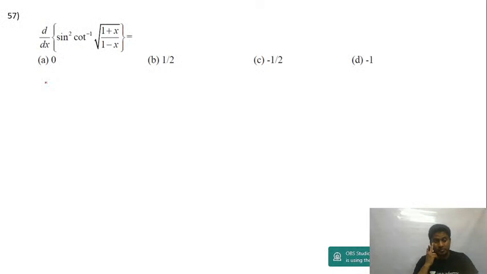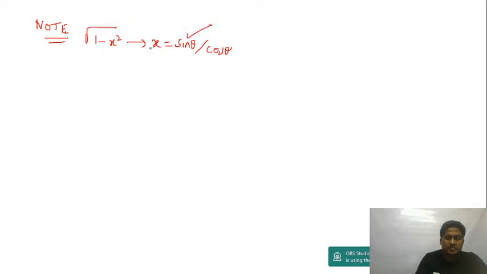d by dx of sine square of cot inverse of root of 1 plus x upon 1 minus x. Okay, let me tell you. See what you will do in differentiation, integration and inverse trigonometry. Whenever you have under the root 1 minus x square, you will put x is equal to sine theta. Or you can substitute cos as well, no problem. Okay, but we prefer sine.